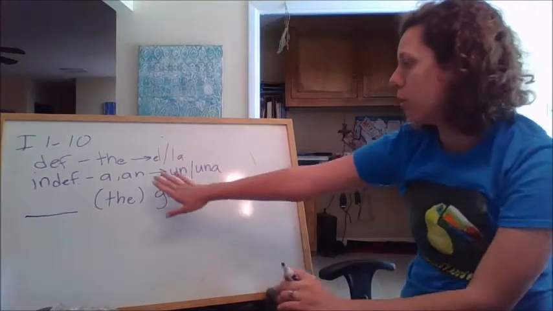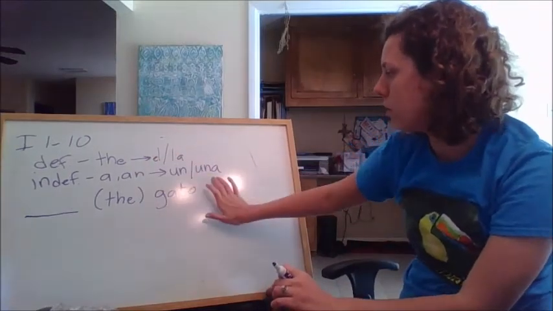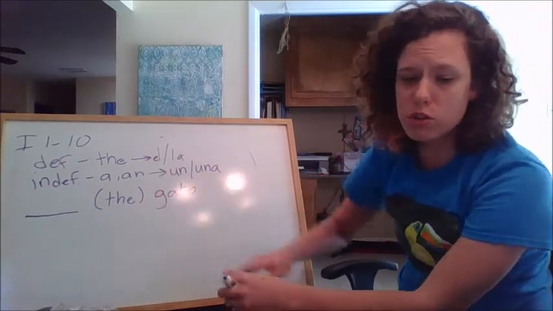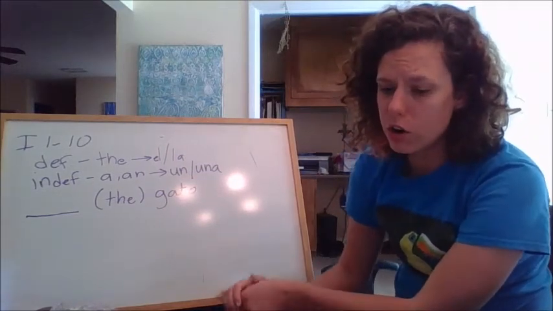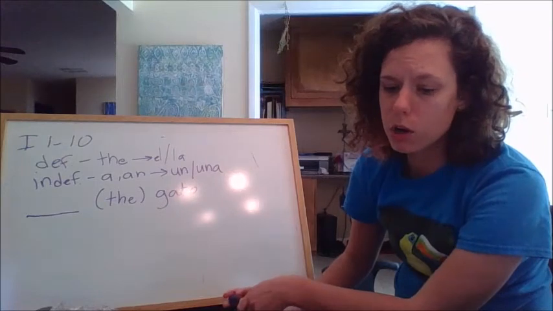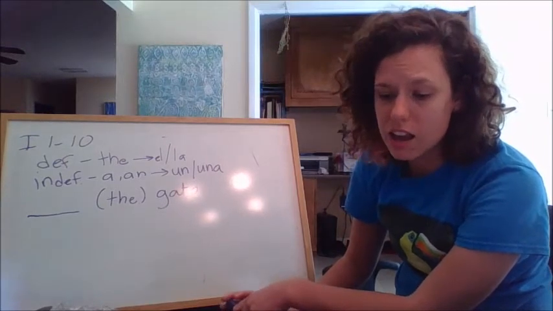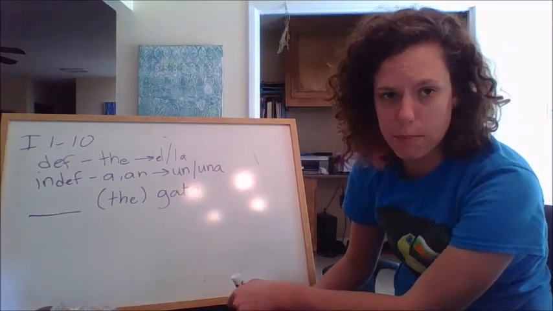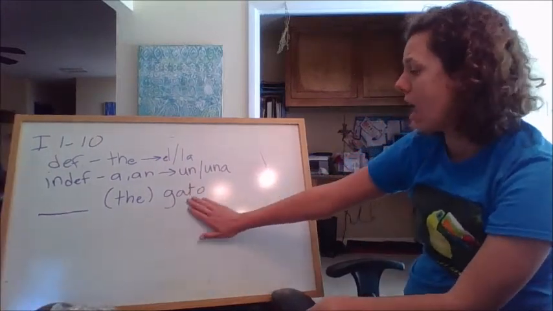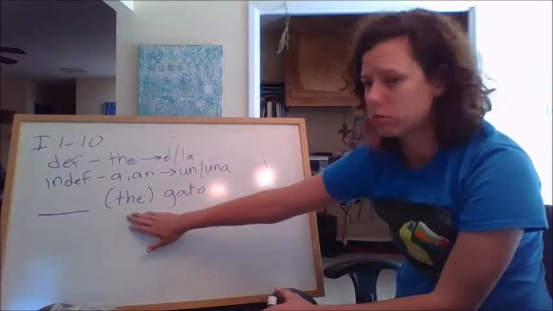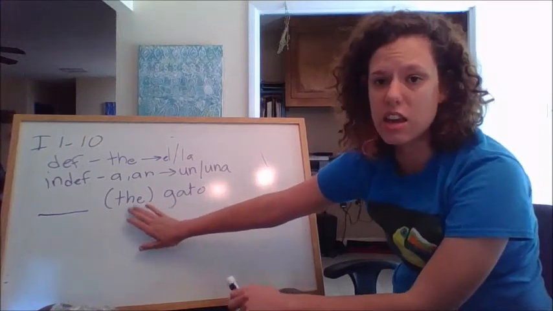Okay, so masculine, feminine, masculine, feminine. The directions are going to say, write the Spanish definite or indefinite article as indicated by the word in parentheses and that matches the noun in gender. Okay? So it's going to look something like this. You're going to have a noun. You're going to have a word. We want to say the cat.